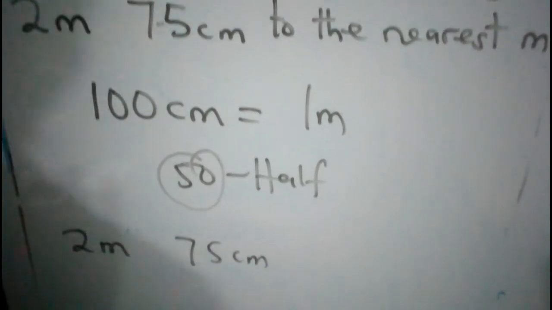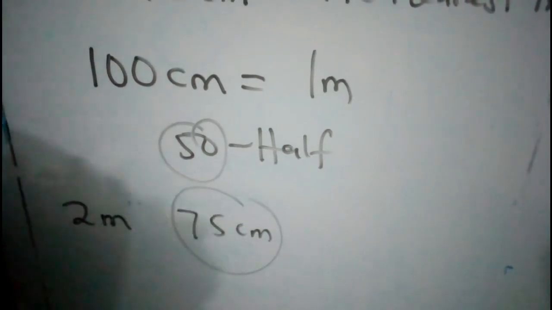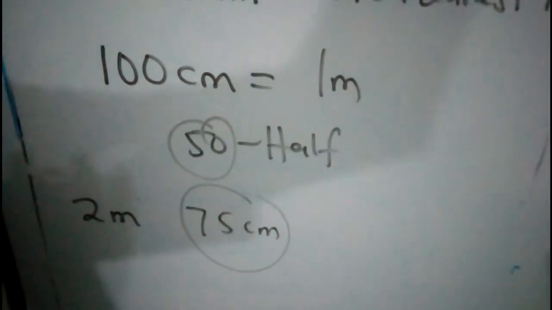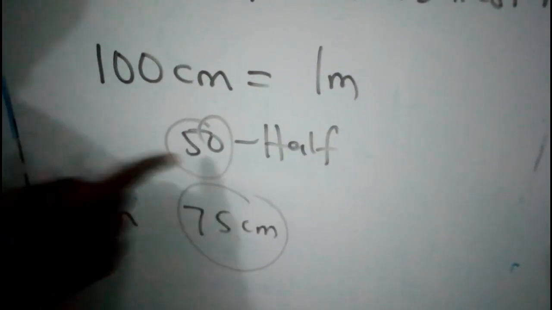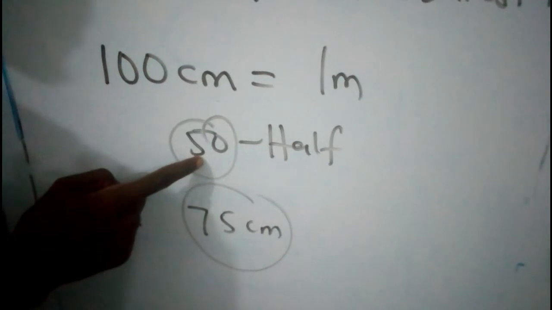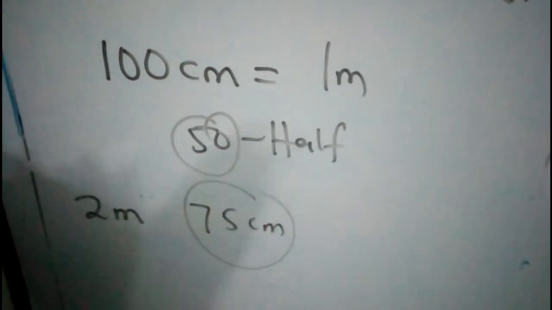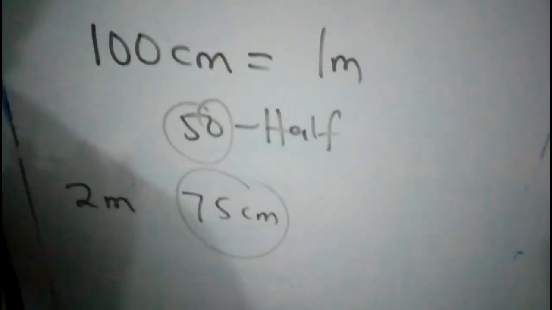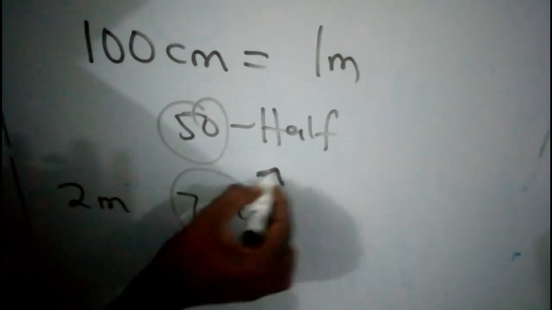Remember what I told you, that what you are considering, which is centimeters, because we are going to meters, if it is half and above, we round up to 1, isn't it? But if it is below half, we round down to 0. So if half of our exchange rate is 50, looking at 75 here, is it below 50 or more than 50? Of course it is more than 50. So since it is more than 50, what do we do to it? We round it up. My arrow goes up. We round it up to 1.